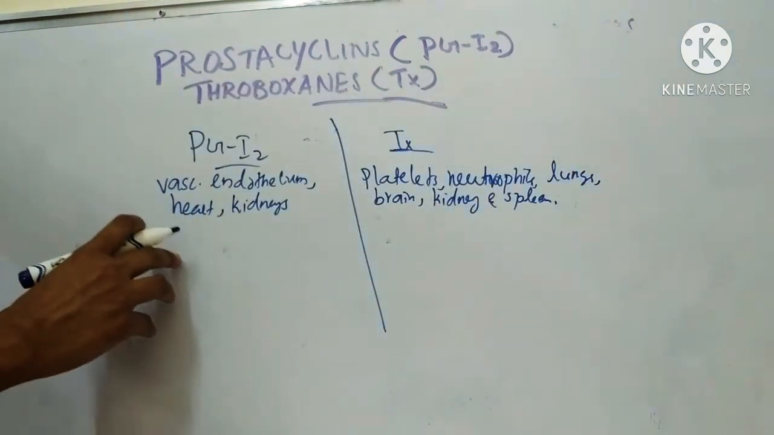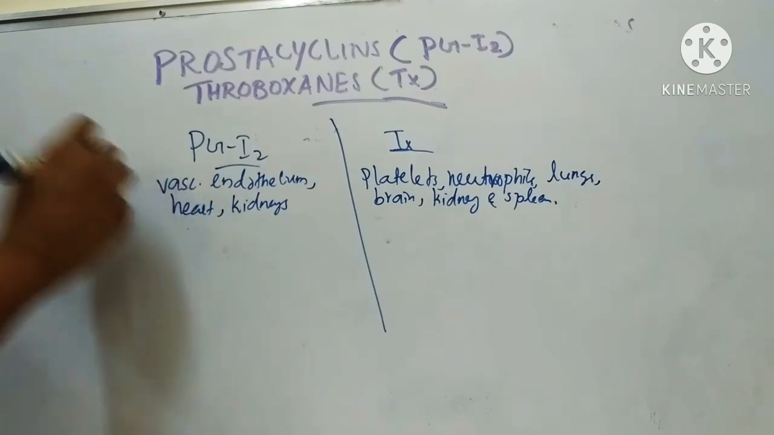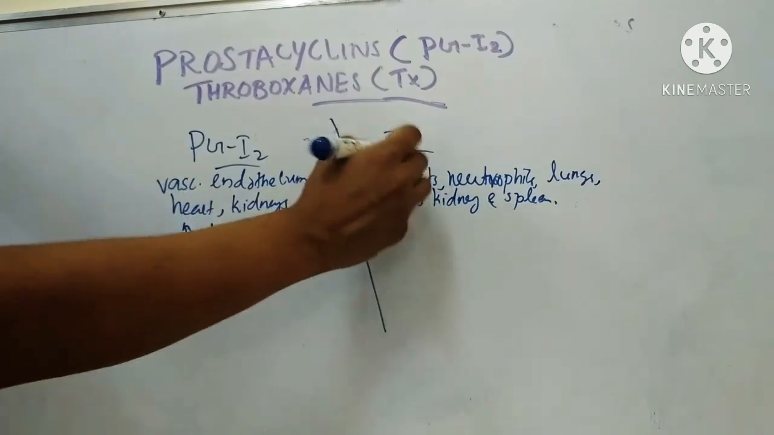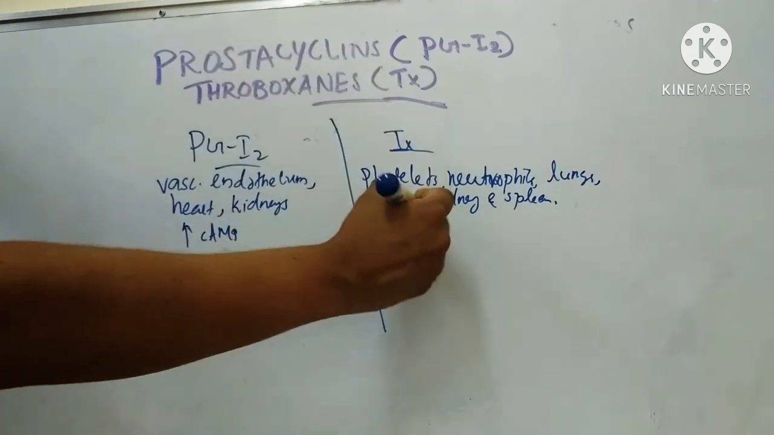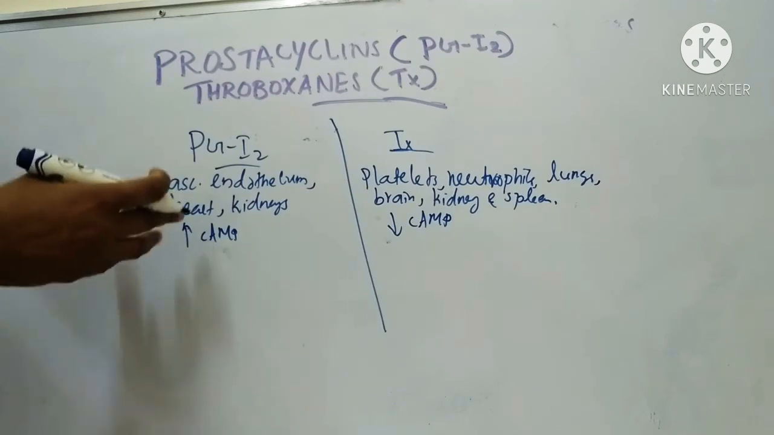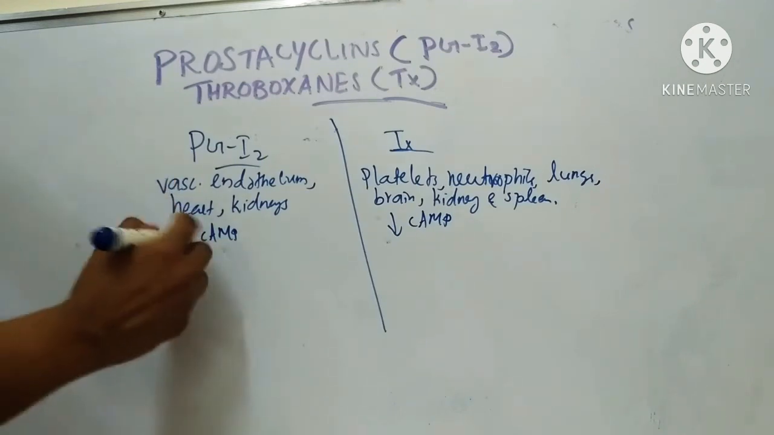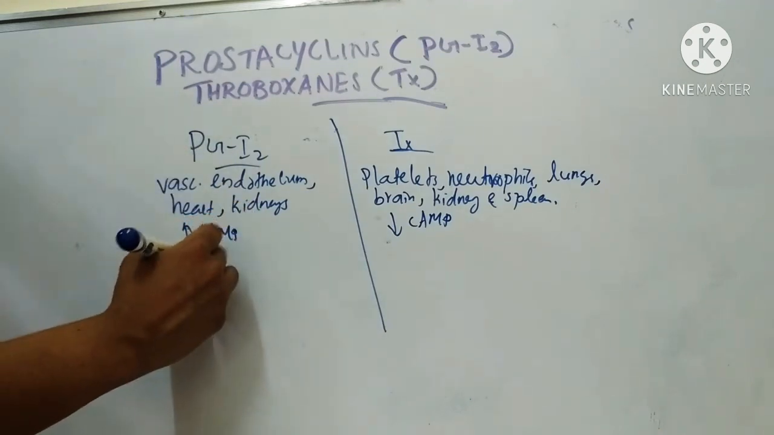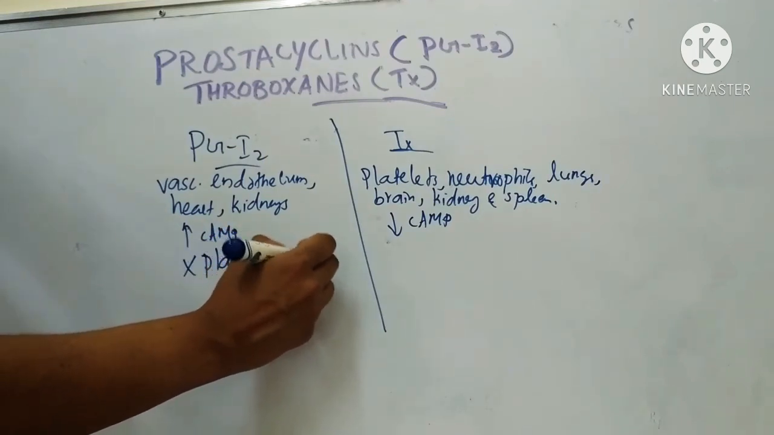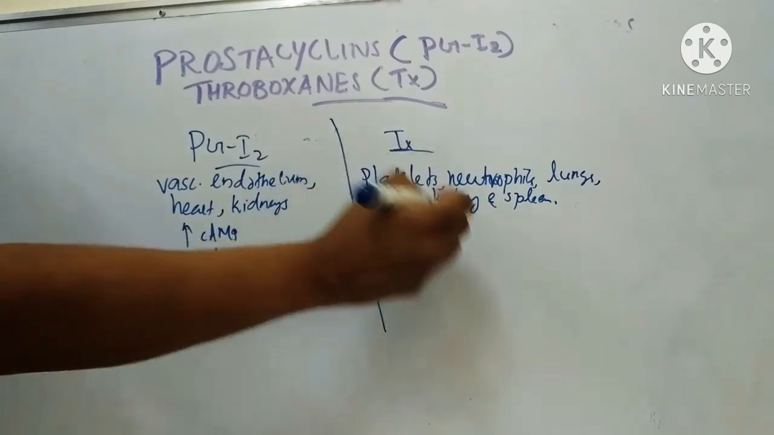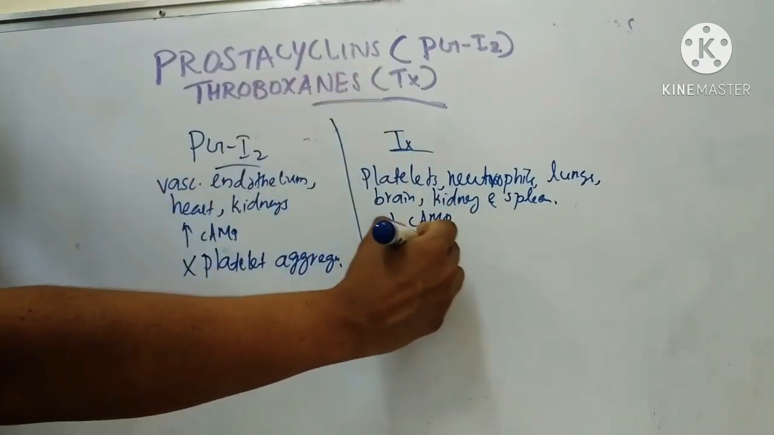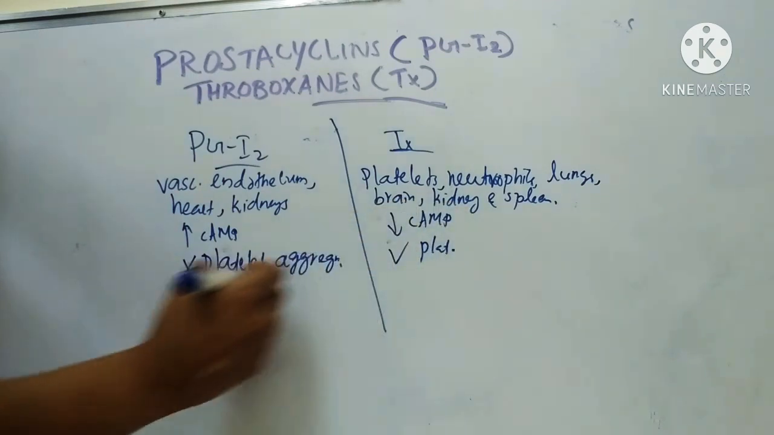Prostacyclins increase cyclic AMP level in the target cell. In the case of thromboxane, it decreases cyclic AMP level. Coming to the functions, prostacyclins inhibit platelet aggregation. In the case of thromboxanes, they enhance platelet aggregation.